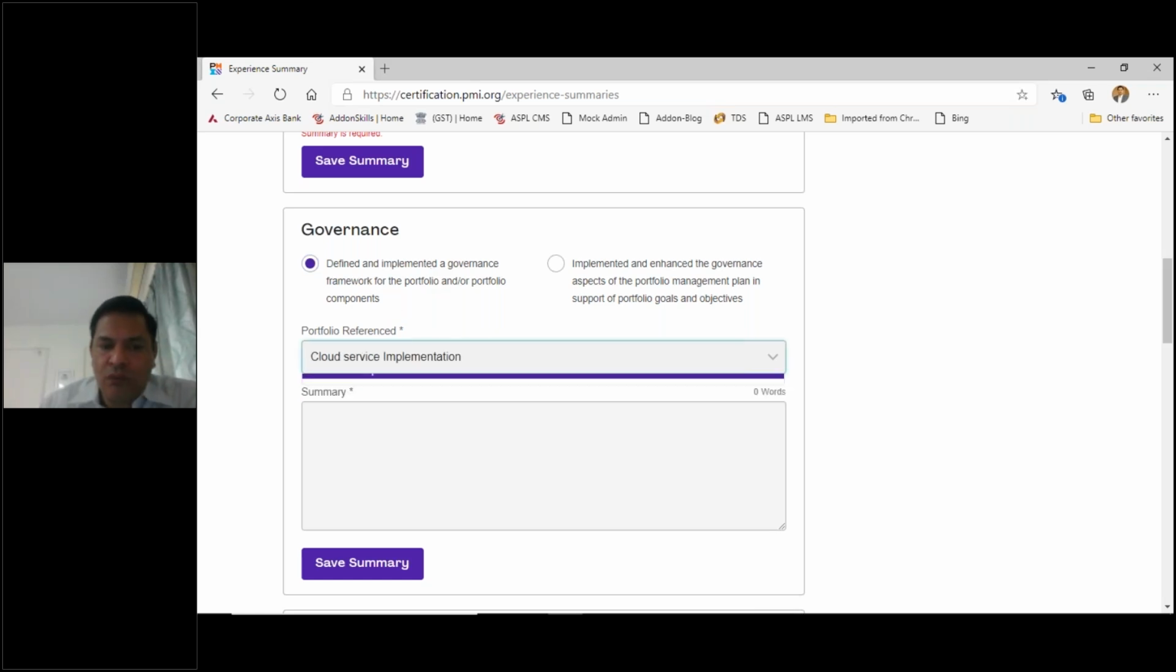For only one portfolio. Even if you have more than one portfolio, your experience summary should be only once. You don't have to write this experience summary for every portfolio. You don't have to write that.